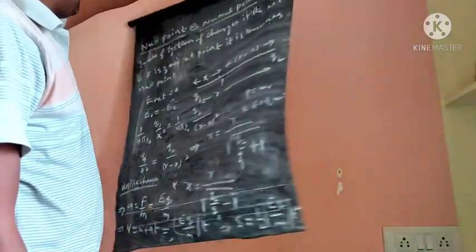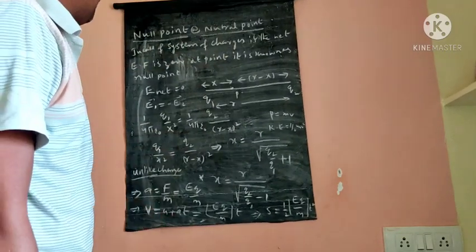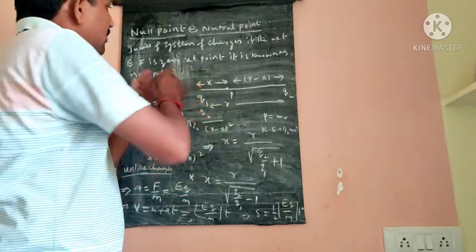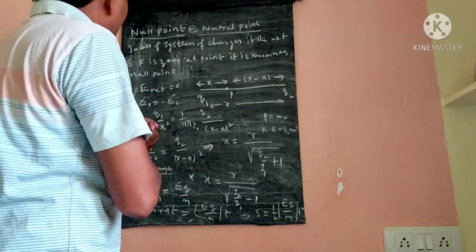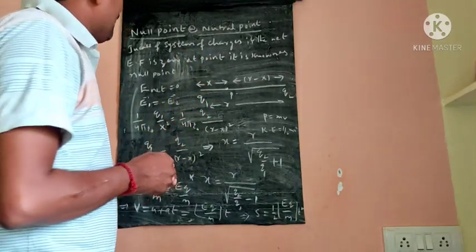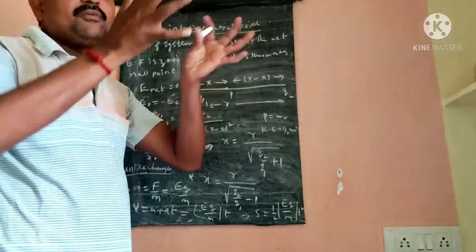Now, in different cases, the null point. What is called null point? In case of a system of charges, if the net electric field is zero at a point, the point is said to be a null point or neutral point. Let us consider one system of charges.